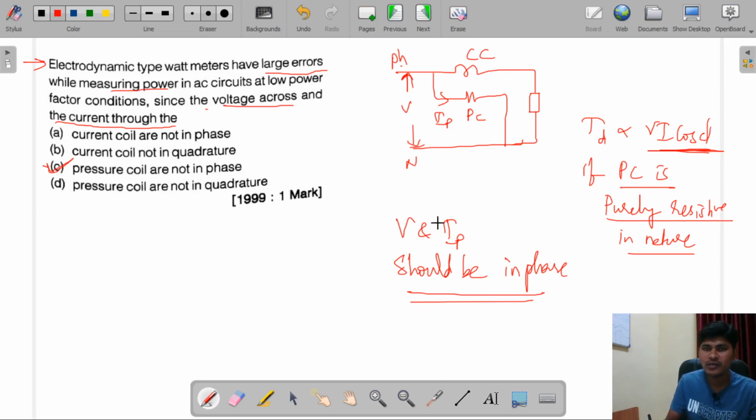If the voltage across the pressure coil and the current through the pressure coil are in phase, then you will not get any error. Here you will get error, so wattmeters will have serious errors, since the voltage across and the current through the pressure coil are not in phase. If they are not in phase, you will get error in the wattmeter reading.